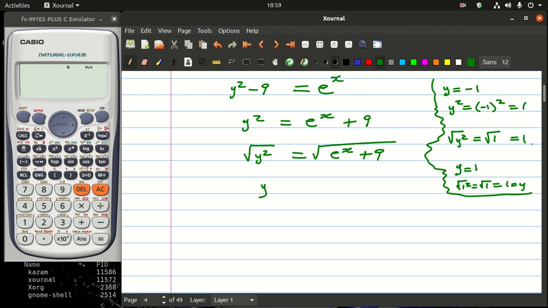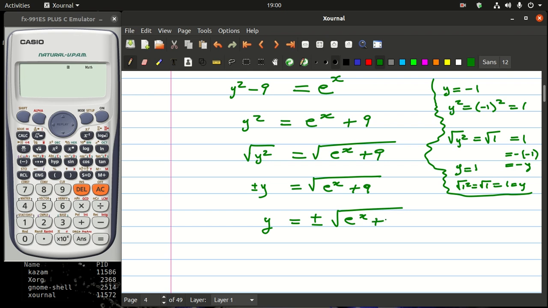So when y is negative, this answer here actually is the same as minus times minus 1, which is equal to minus y. So in this particular case, we usually say that plus or minus y is equal to the square root of e to the power x plus 9. Which means now our y is supposed to be equal to plus or minus the square root of e to the power x plus 9. I am actually multiplying by this constant here, which is plus or minus 1.